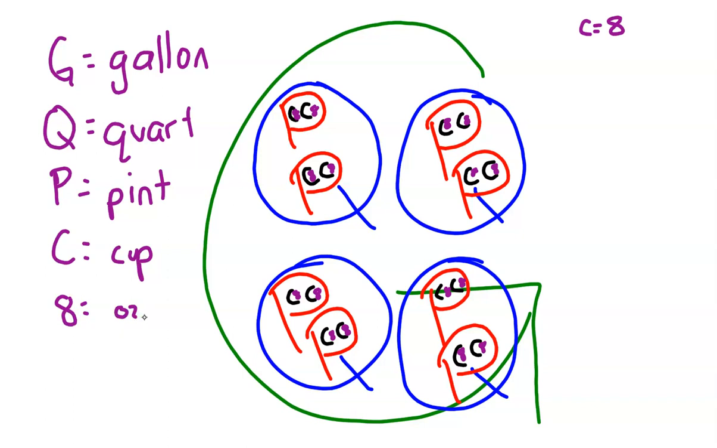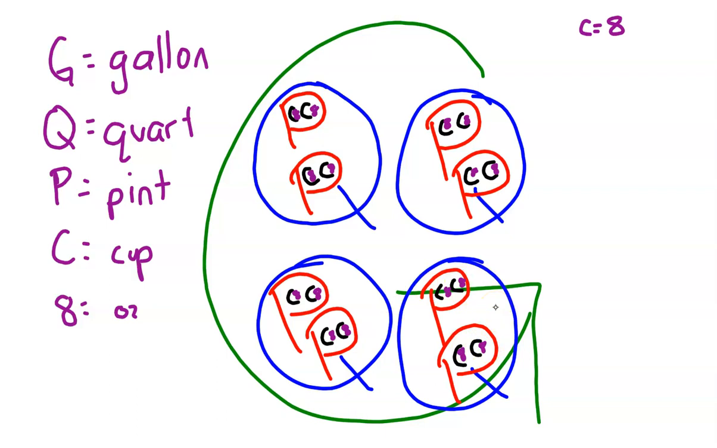Okay, so the way that we work this is in 1 gallon, there are 4 quarts. In 1 gallon, there are 8 pints. In 1 gallon, there are 2, 4, 6, 8, 10, 12, 14, 16 cups. And in 1 gallon, there are 16 times 8 ounces, however many that is.